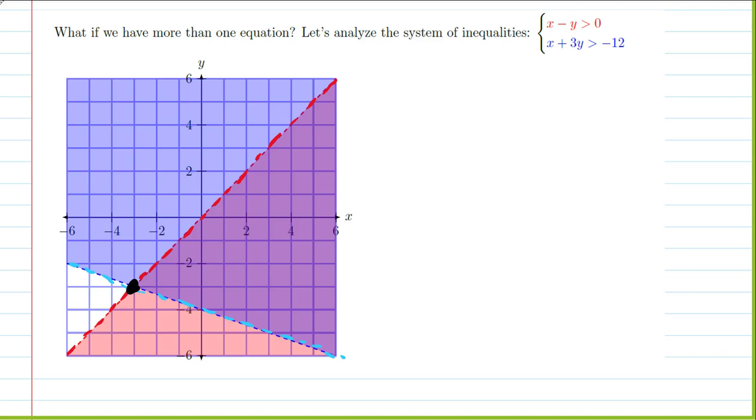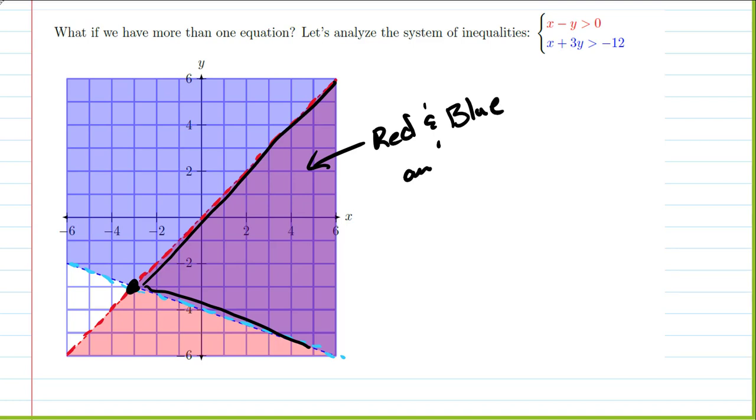So when you mix red and blue, what do you get? Purple, right? So we see this region right here that we have is the solution. So this is both red and blue. So this is the and, or the intersection of those two sets. So the solution would be everything that's in that purple region.